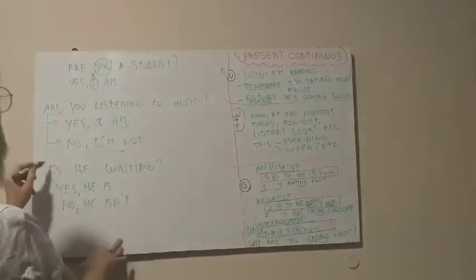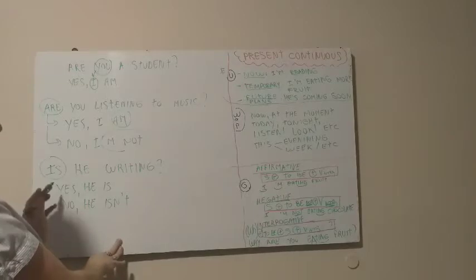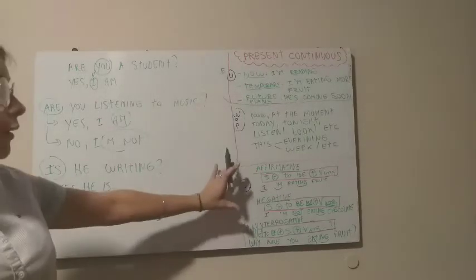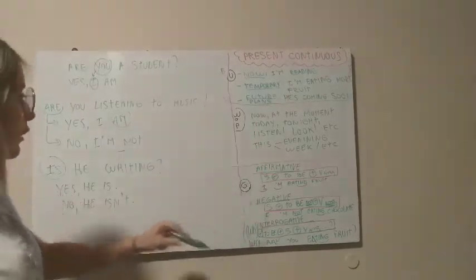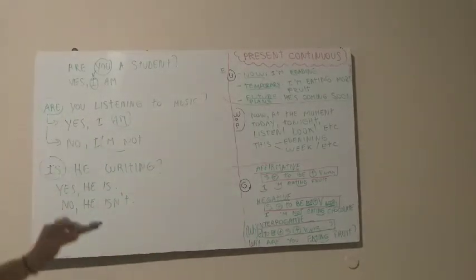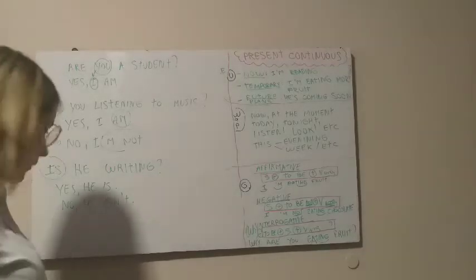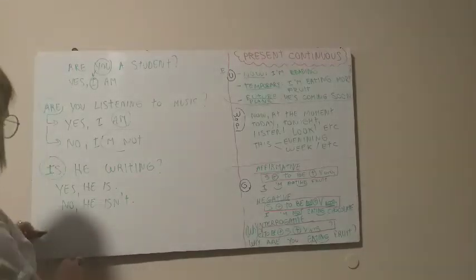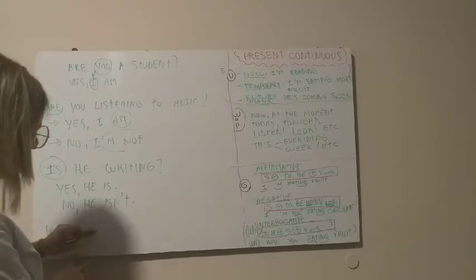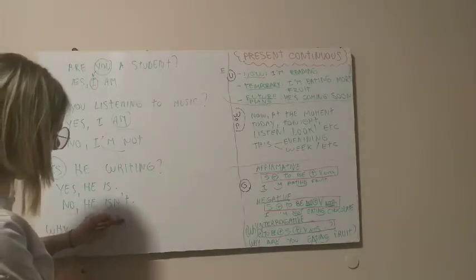Yes? Okay, here you have is at the beginning. This is why this is a short answer. So, the questions in the present continuous in a short form are going to be answered like this. Yes or no question with the verb to be. But if you have a double-H word, why? Why is he writing?